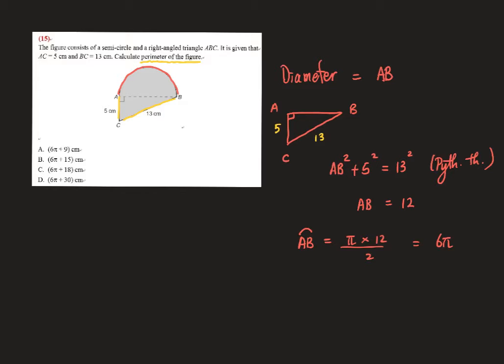And now we can find the perimeter of the figure. The perimeter of the figure is equal to 6 pi plus 5 plus 13. So the answer should be C in this case.